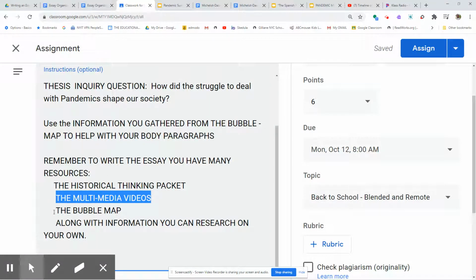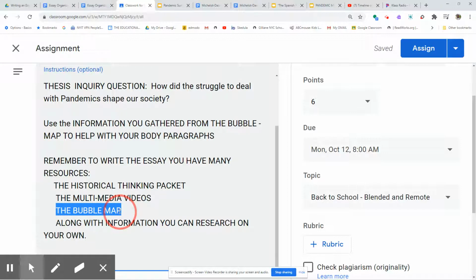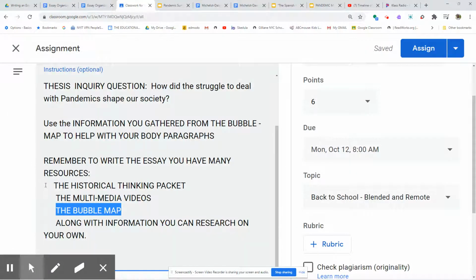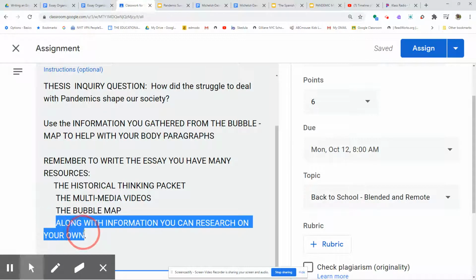And of course, you have the bubble map, which we started even before the introductory paragraph. The bubble map has all the information that you answered in your own words and all the evidence that you derived from all the sources. So you have multiple information and materials to help with the essay. And of course, you could also research your own information. Whenever you're writing an essay, especially one where you're not doing it within a school setting for a test or an exam, you have time to do your own research. Make sure you do that.